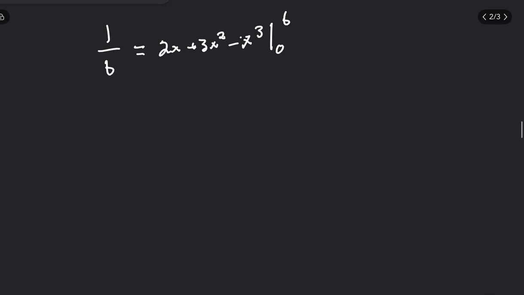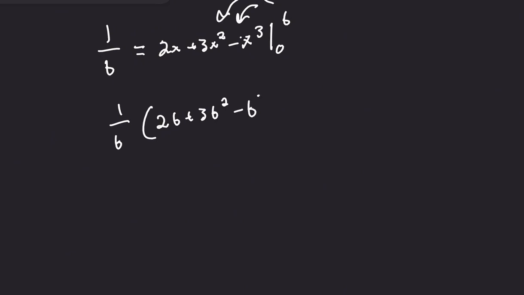Because this is evaluated from 0 to b, basically just replace all the x's with b's. So it's going to be 1 over b times 2b plus 3b squared minus b cubed. Then that just divides out one of these, so we're left with 2 plus 3b minus b squared. And then we're going to set it equal to 3 because you're trying to find the value where it equals 3. That's just something that was given. And from here, it's just basic math.